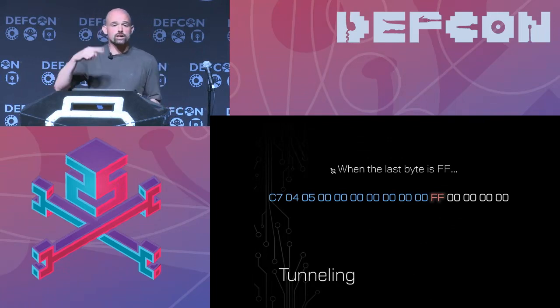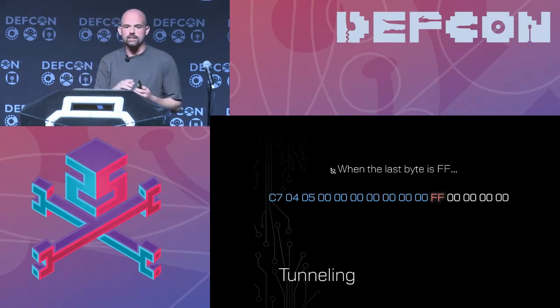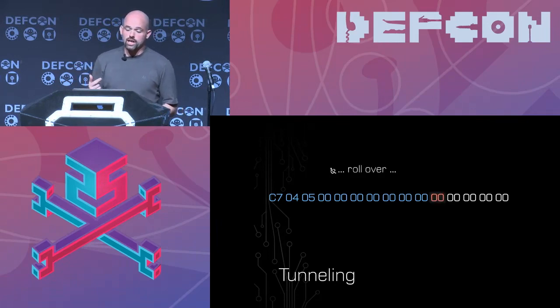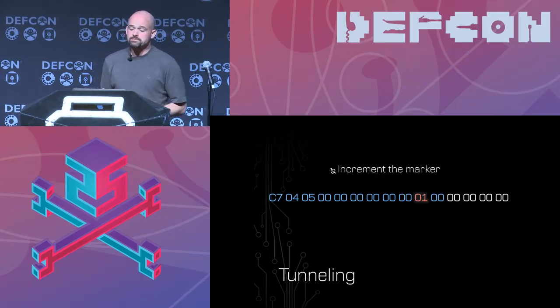So at some point, you're going to increment all possible bytes for that last byte, and you're going to see that the length still didn't change. So when you've done that, when the last byte is an FF, 255, you're going to increment it one more time, let it roll over, and then you're going to move back a byte. That's going to be our marker byte. So then we're going to increment that marker. So it becomes 1, and we'll repeat the process.